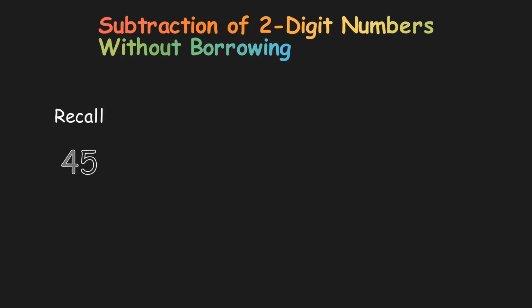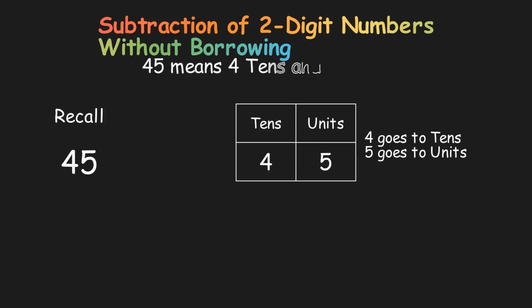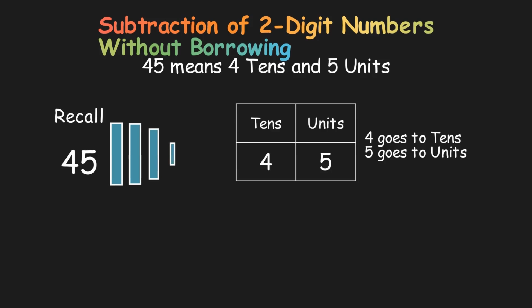Before we start subtracting, let's quickly review place value. In the number 45, the digit 4 represents 4 tens, and the digit 5 represents 5 units. Understanding tens and units helps us subtract two-digit numbers accurately and with confidence.